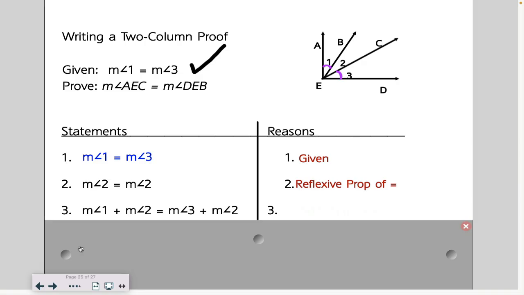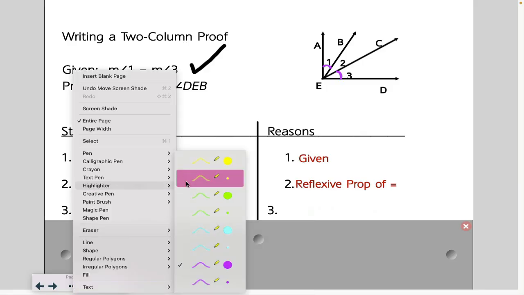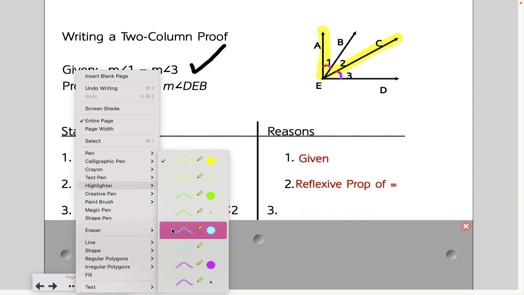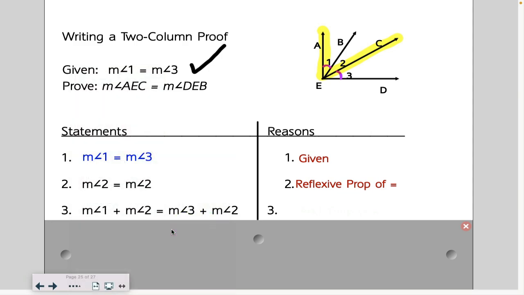The measure of angle 1 plus the measure of angle 2 is equal to the measure of angle 3 plus the measure of angle 2. Let me look at the diagram first. So they're claiming that the measure of angle 1 plus the measure of angle 2, say yellow one, is equal to the measure of angle 3 plus that 2. That kind of makes sense. Okay?